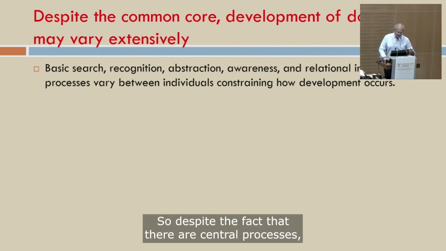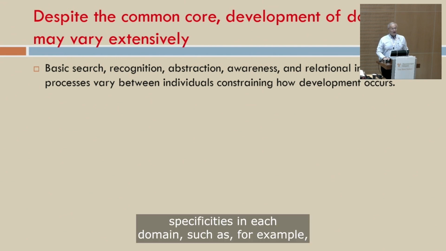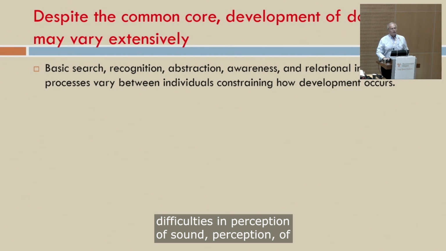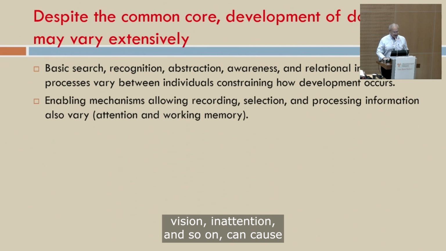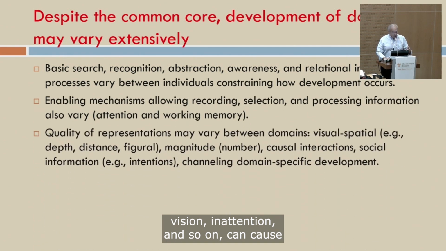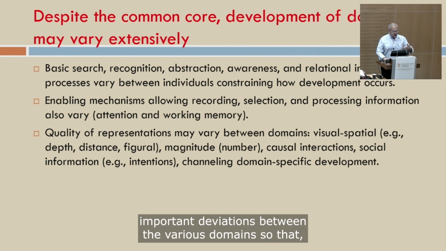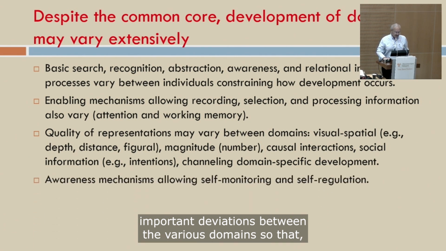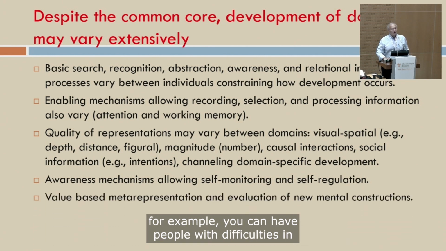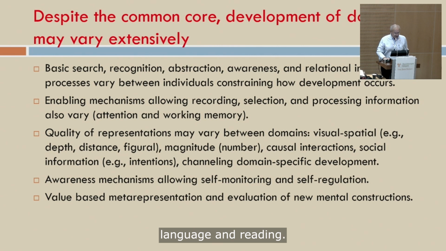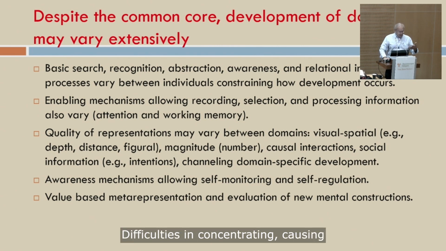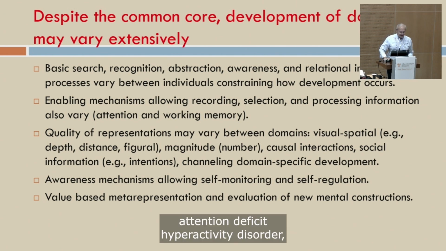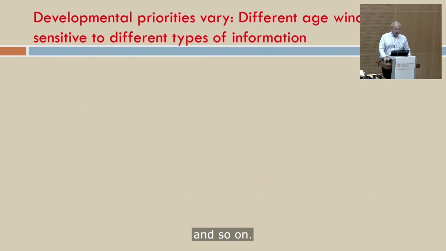So despite the fact that there are central processes, specificities in each domain, such as, for example, difficulties in perception of sound, perception of vision, inattention, and so on, can cause important deviations between the various domains, so that, for example, you can have people with difficulties in language and reading, difficulties in concentrating, causing attention deficit hyperactivity disorder, dyscalculia, and so on.